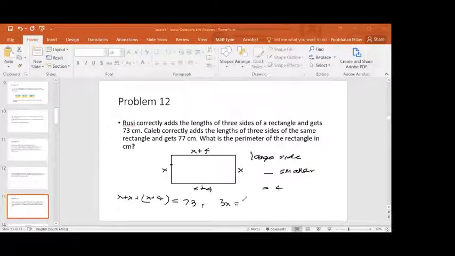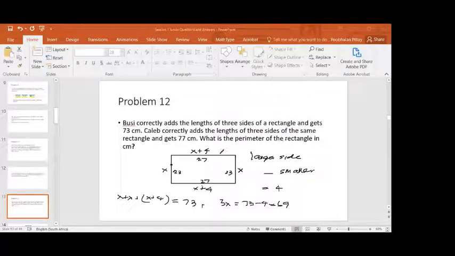So 3x is 73 minus 4. Take the 4 to the other side, and that is 69. So 3x is 69. So x is 69 divided by 3, which is 23. So now we have solved for x. This is 23. This will have to be 27. This is 23. And this is 27.